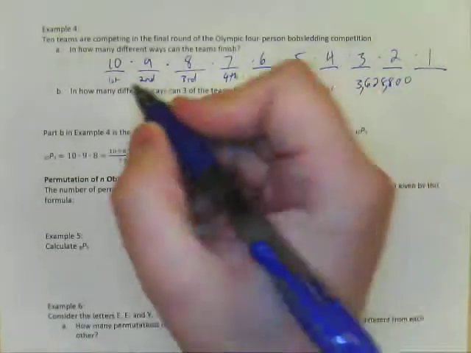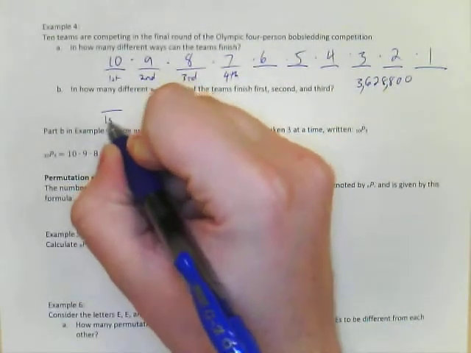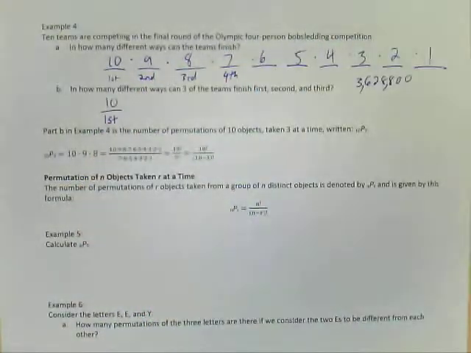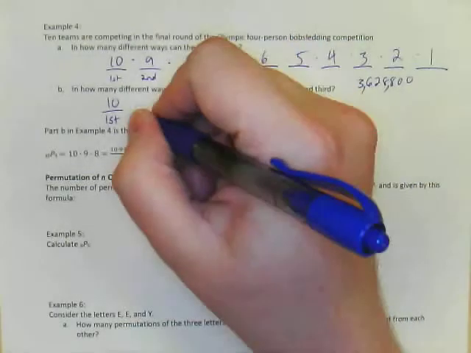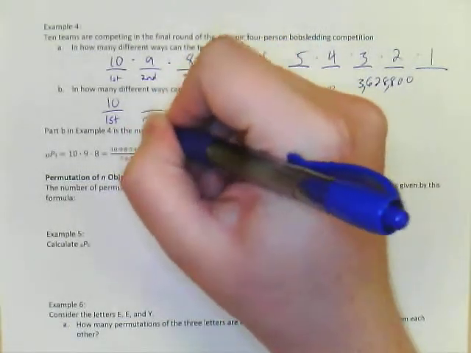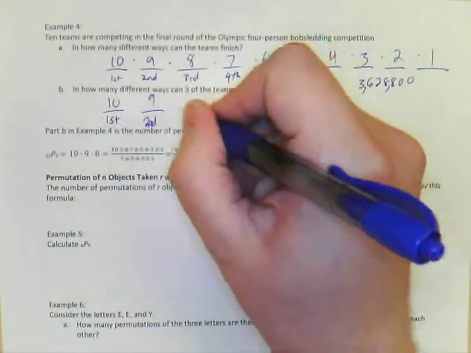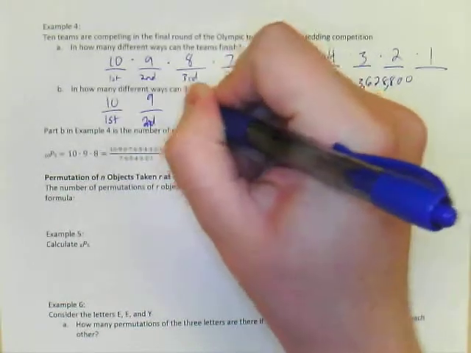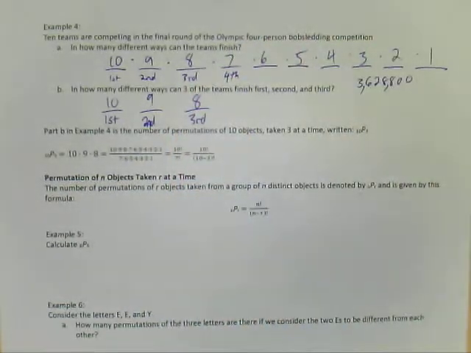So for first place, again, we've got 10 options. Any of the 10 teams could finish first. For second place, we've got 9 options. And then for third place, we've got 8 options. And that's all I care about.